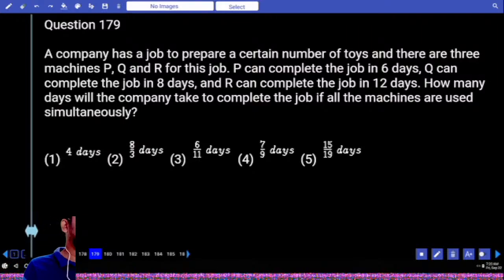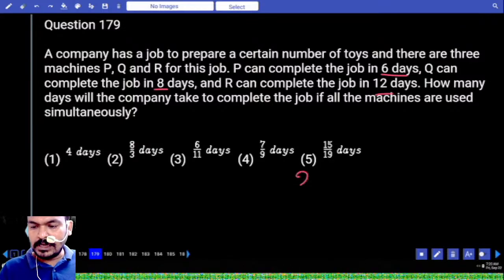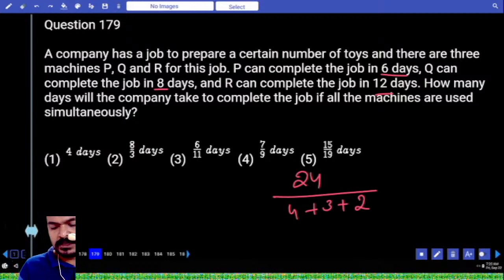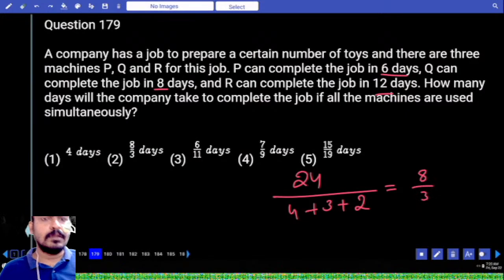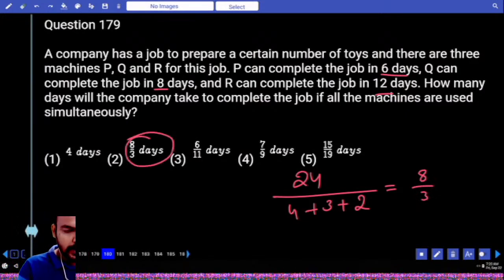Means we know the individual time, but we require the combined time. What is the LCM of 6, 8, 12? 24. 6, how many times? 4. 8, 3 times. 12, 2 times. 4 plus 3, 7, plus 2 means 9. 24 by 9 means 8 by 3. What is the answer? 8 by 3 days.